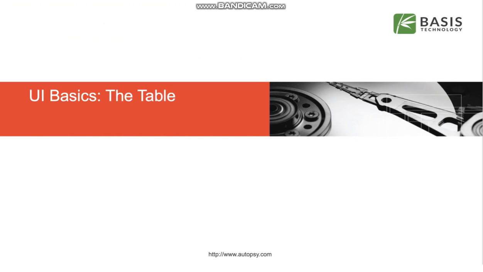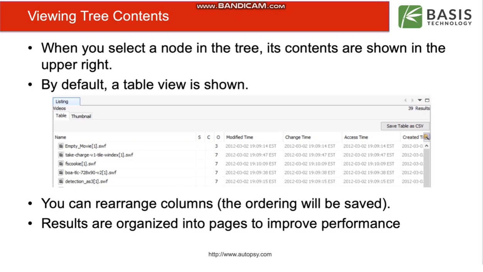So once you've selected something from the tree, you'll then go over to the upper right-hand corner with the table view to view the items in that node in the tree. By default, it's a table view, such as this. You can move the columns around, you can sort them, you can do anything you expect to do in some kind of table view of these things.